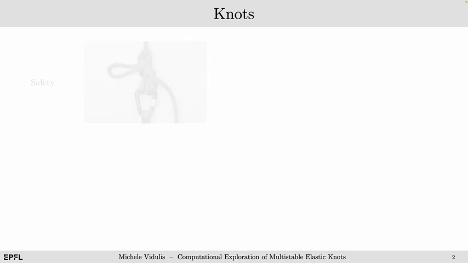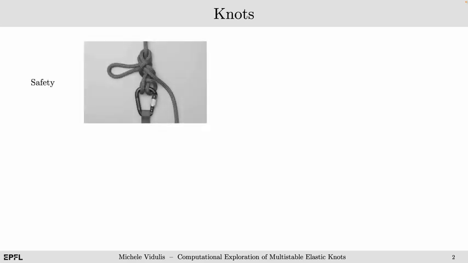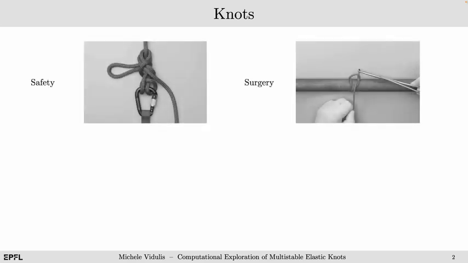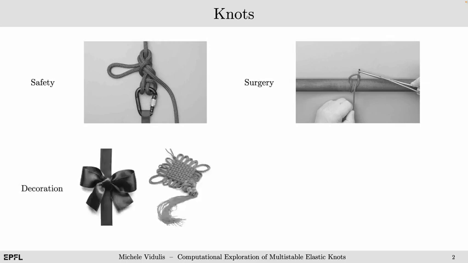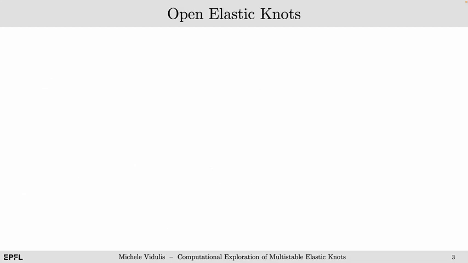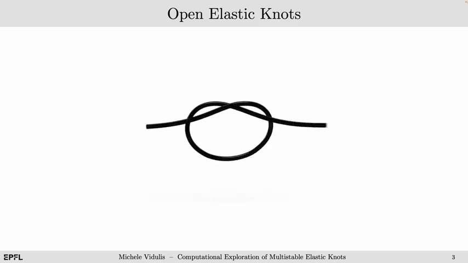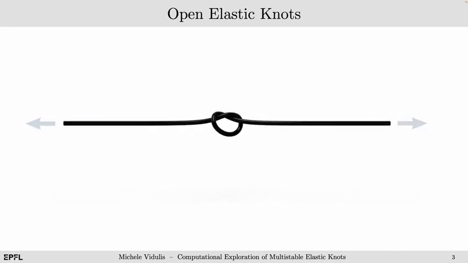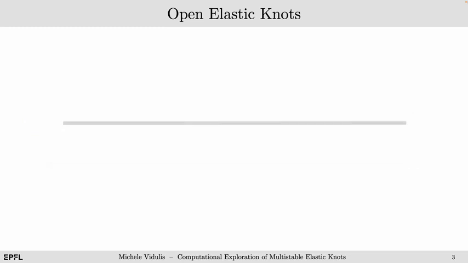Knots can be used to ensure safety when climbing or boating, in medical applications for surgical sutures, as decorations, and we can even find some knots at nanoscales, for example in DNA molecules. What happens if the wire in which we tie a knot is elastic? In the absence of friction, and when external forces are removed, the wire will tend to go back to its straight rest configuration, which minimizes its elastic energy.